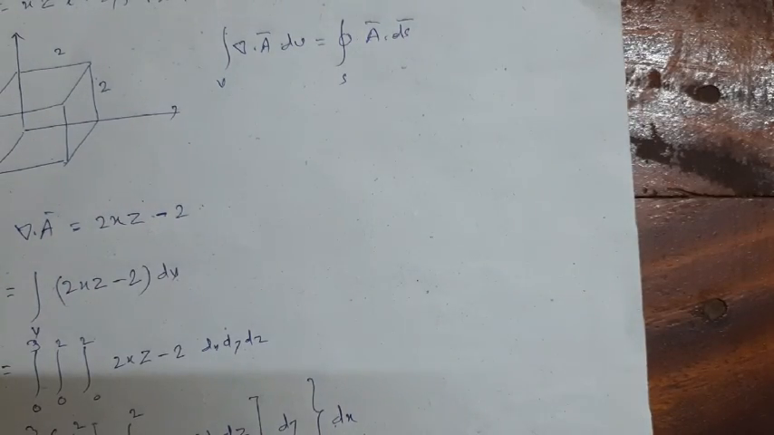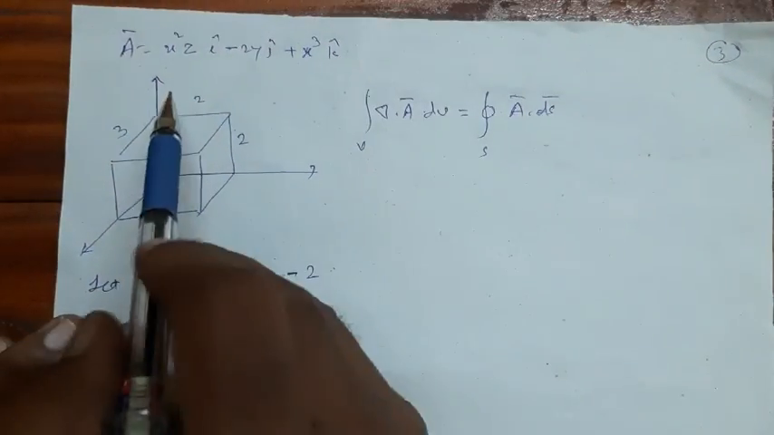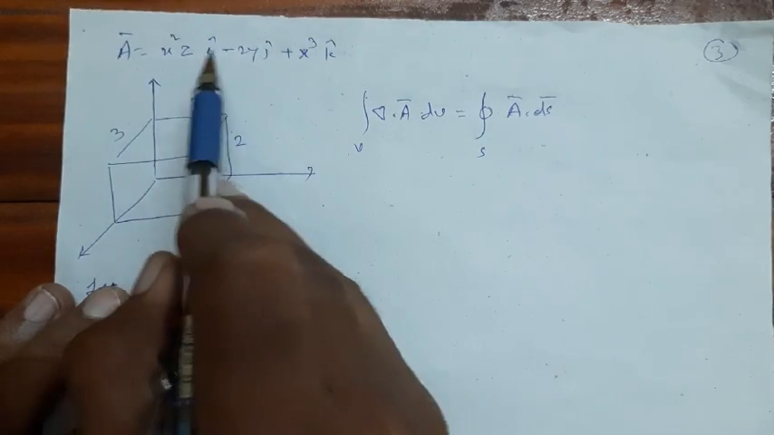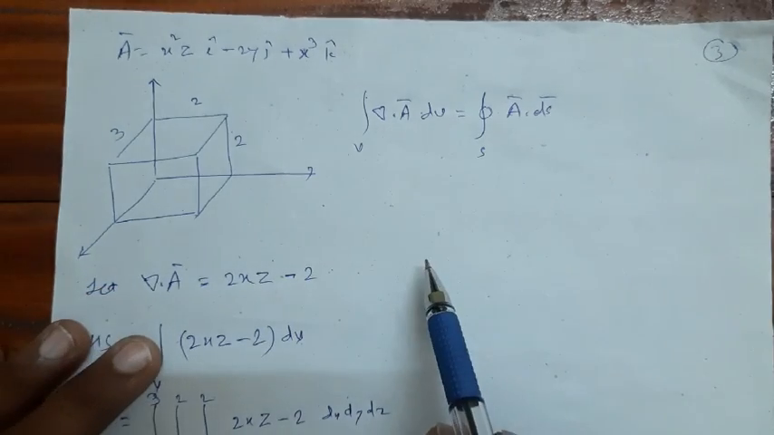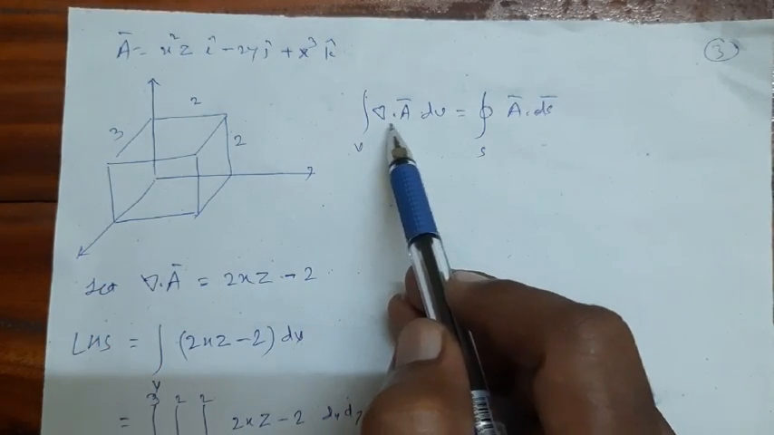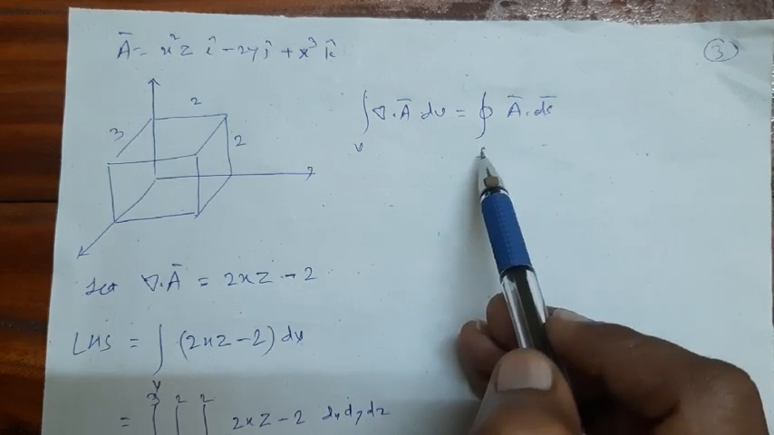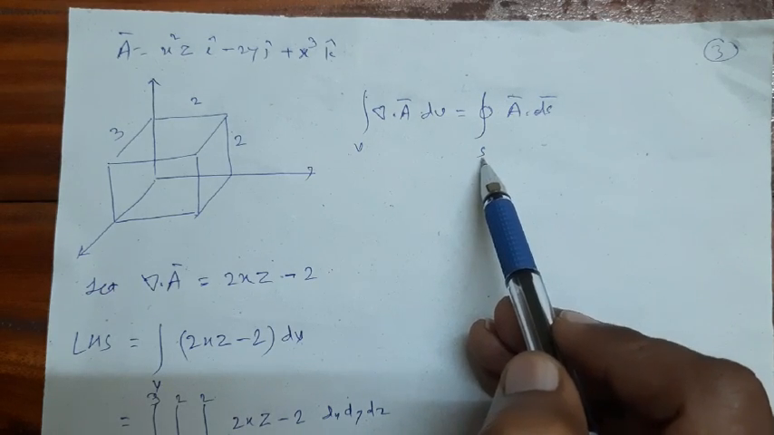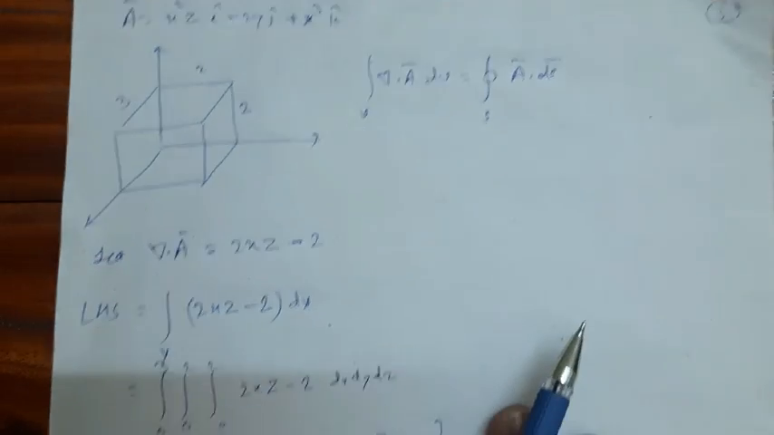The next problem was the verification of the fundamental theorem for divergence. Correct? Here the function A bar is a vector function. A bar is equal to x square z i cap minus 2y j cap plus x cube k cap. The theorem says that the volume integration of divergence of A over the volume, obviously it is a volume integral, is equal to the closed surface integration of A bar dot ds.